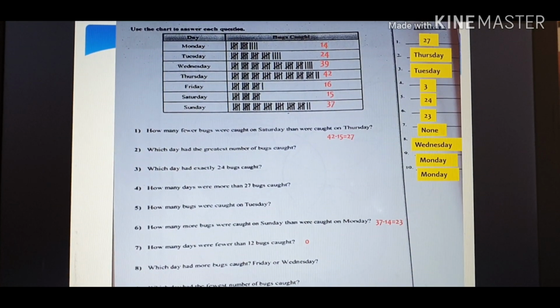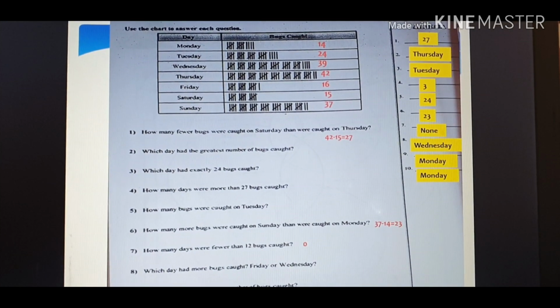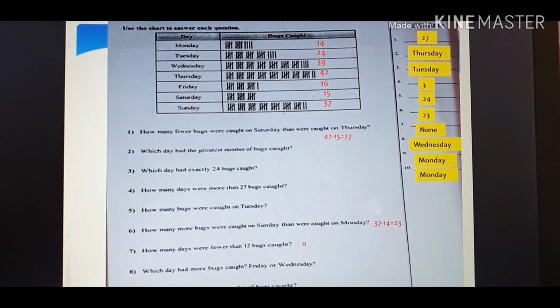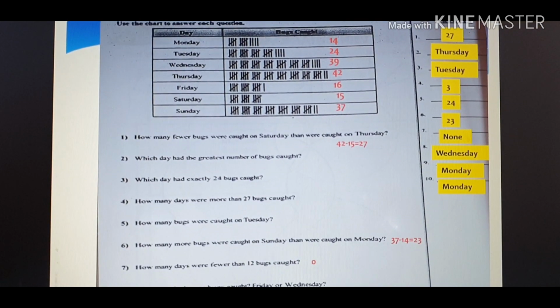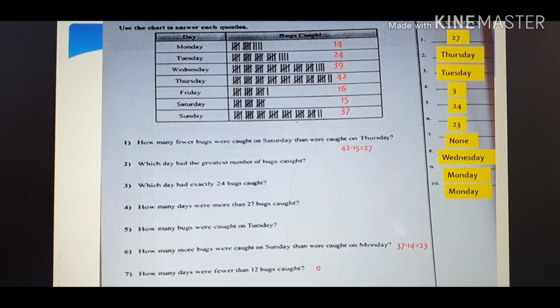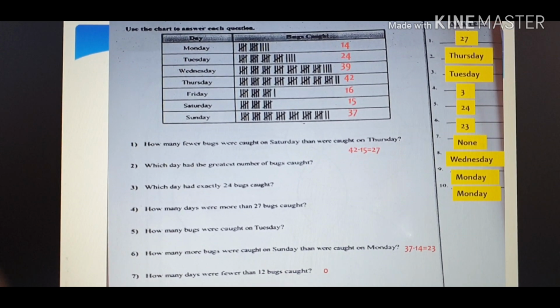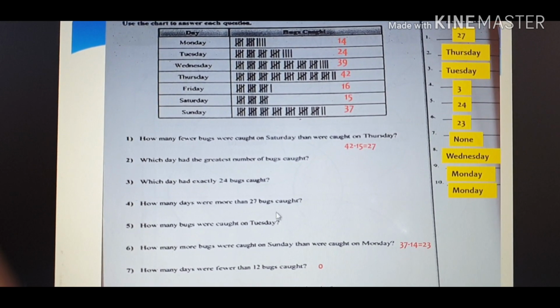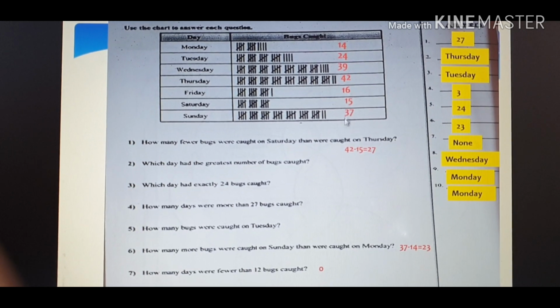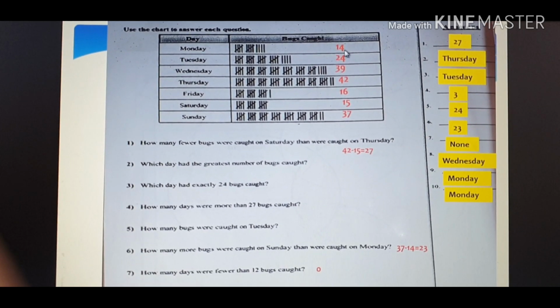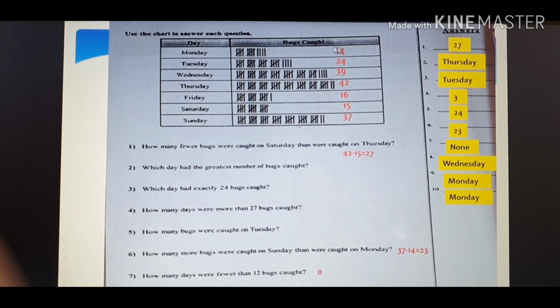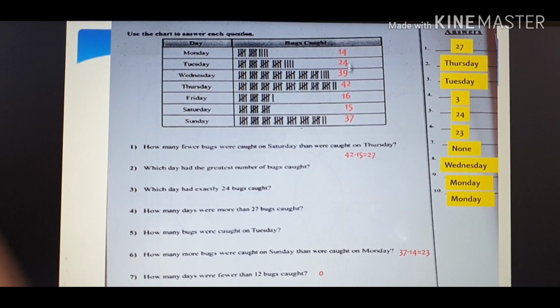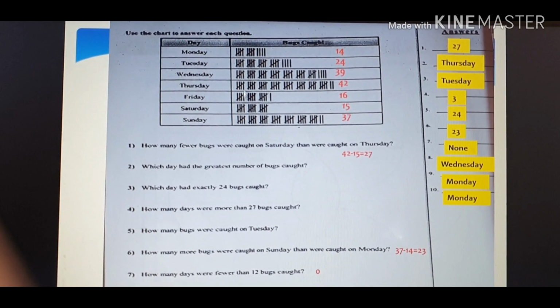Booklet page 40. Use a chart to answer each question. So I have these tally marks. I need to know the number of the tally marks and then answer the questions. It's better to count the tally marks and write the number beside them to help me answer these questions easily.